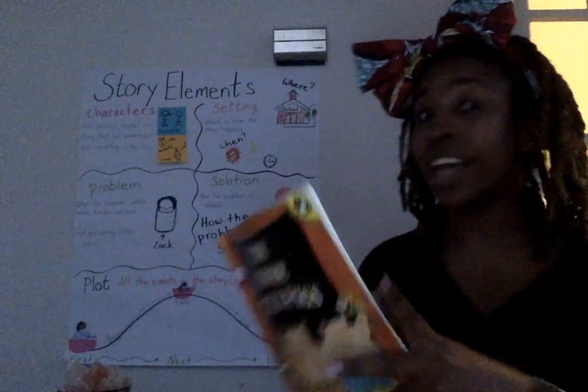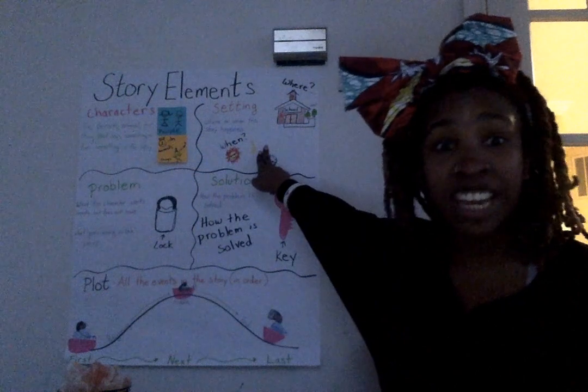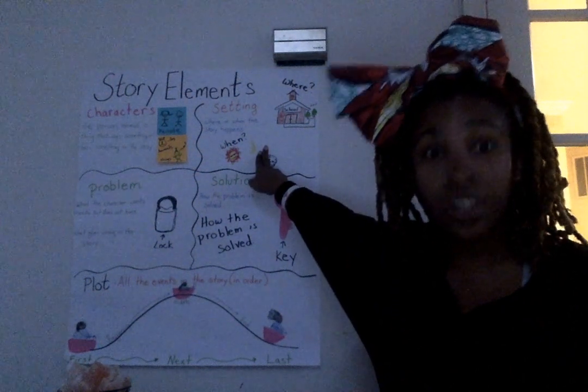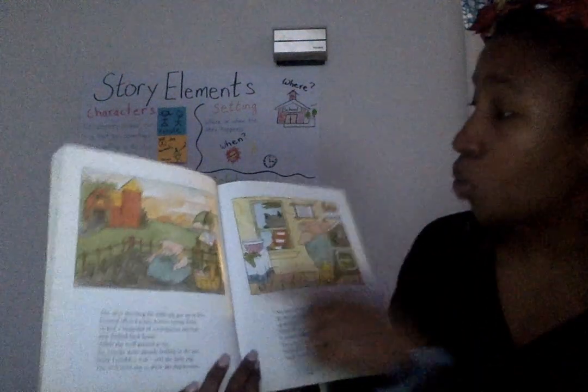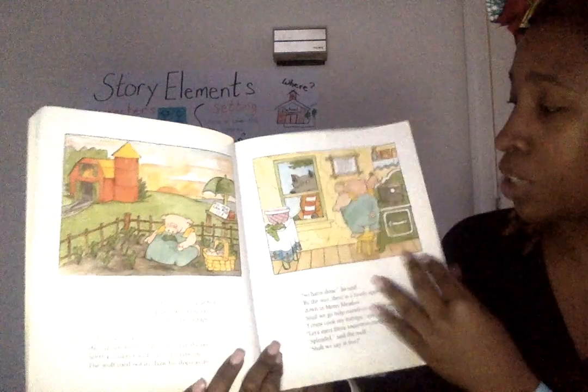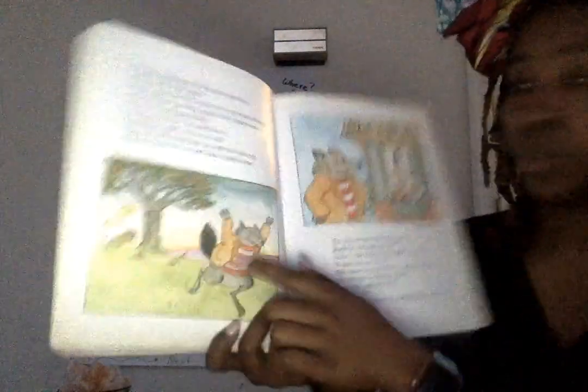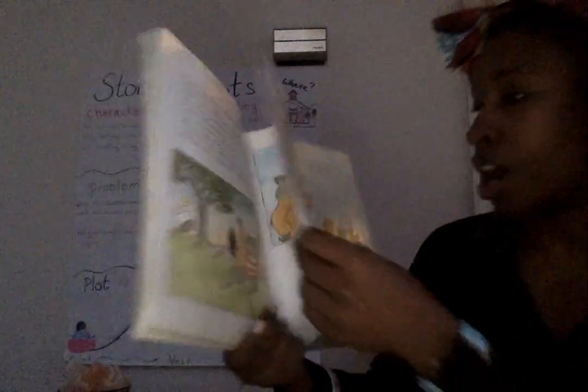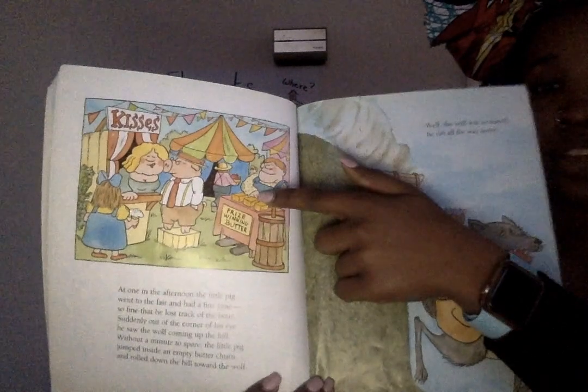Okay, are we keeping track? Because I feel like our settings have changed, don't you? Yeah, let's go back real quick. So we went to the farm for the turnips. Remember, because that's a different location, so that's a new setting. Where is this? Yep, we went to the apple tree farm, and now, where are we now? Yep, we went to the fair.